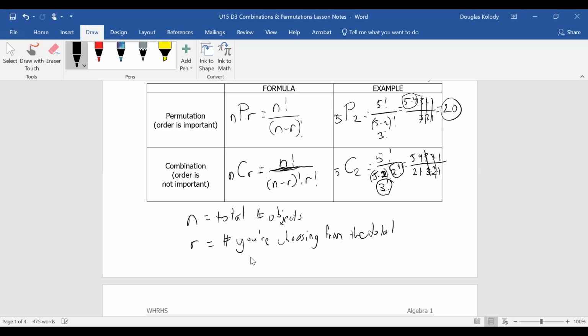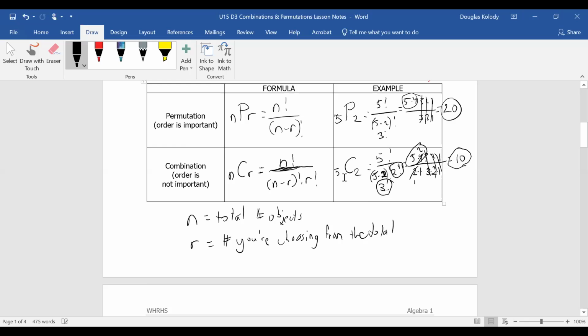So the 3's, the 2's, the 1's cancel. And I'm left with 5 times 4 on top, 2 times 1 on the bottom. 2 goes into 4 twice. And I'm left with 5 times 2, which is 10. That's an ugly 10 right there. Let me rewrite that. 10. There we go. So while there are 20 ways to choose 2 out of 5 objects when the order is important, there's only 10 ways to choose 2 objects out of 5 if the order is not important.